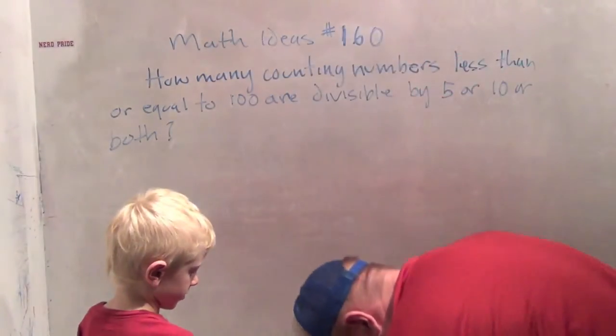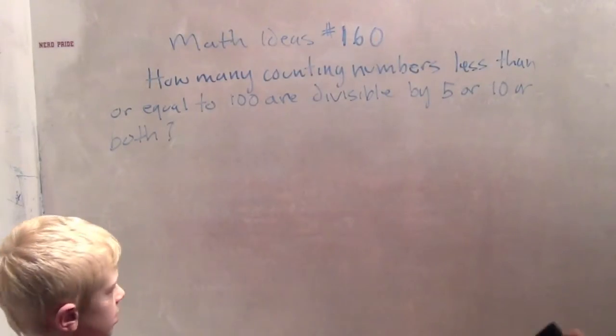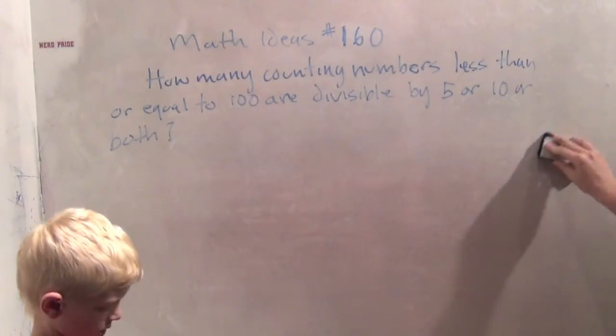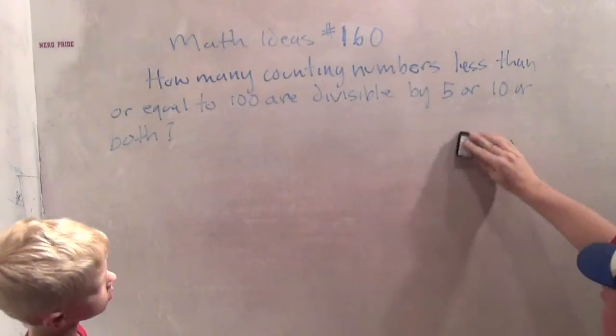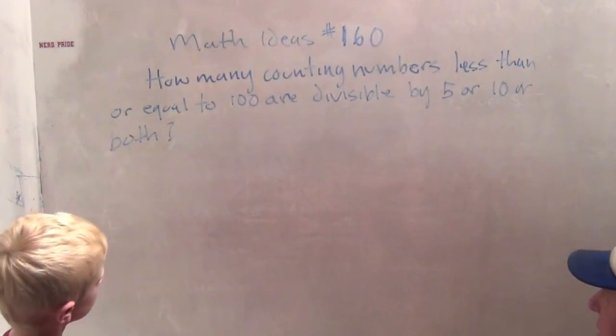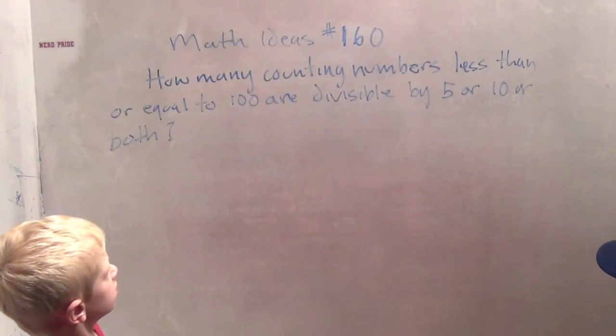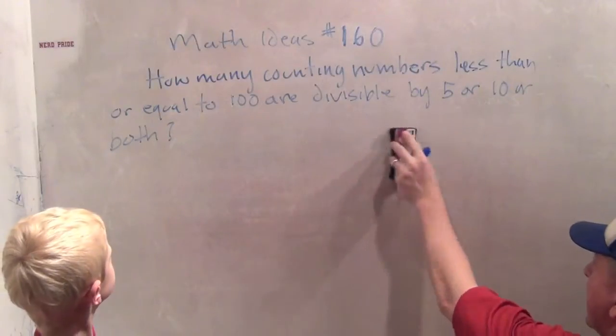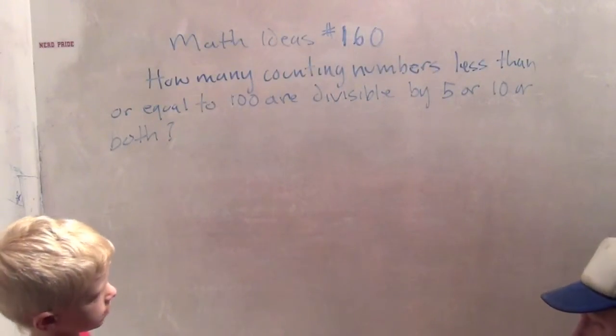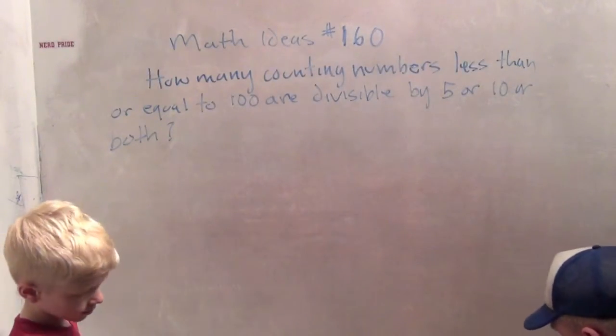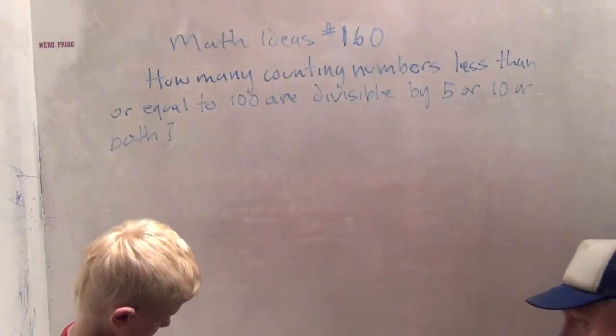MathIdeas number 160. Today we have a problem that seems like it's a little tricky, but it's actually not too bad. It's how many counting numbers less than or equal to 100 are divisible by 5 or 10 or both? What do you think you want to do on this one?